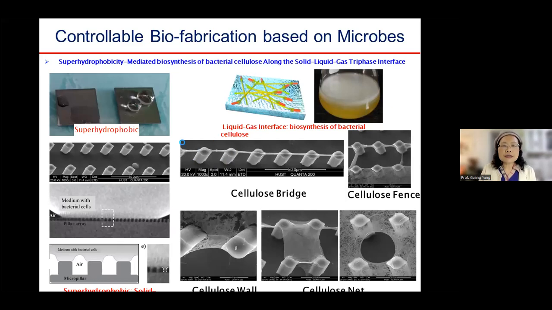And another, we used a super hydrophobic surface. On this surface, they have the solid part and the liquid part. So this is the solid, liquid, and gas three-phase interface. And in this interface, we successfully obtained the cellulose bridge, cellulose fence, cellulose wall, cellulose network, and so on.